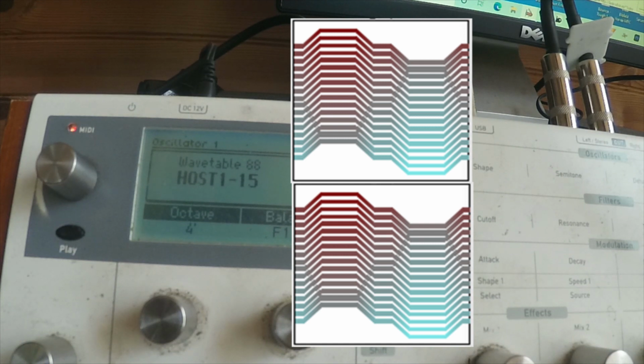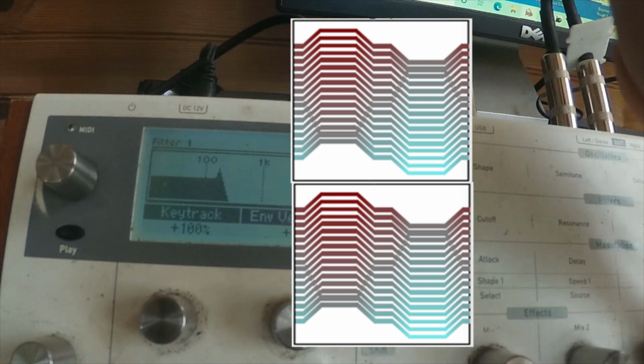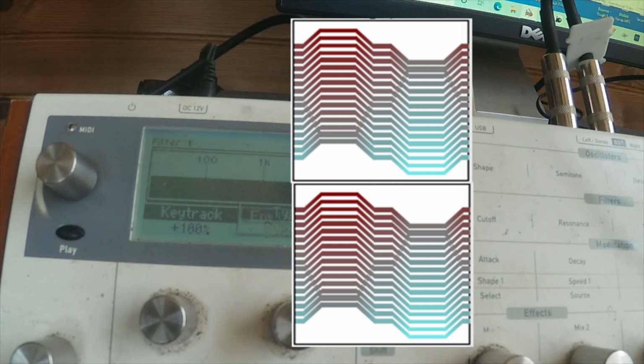Let's play a couple more keystrokes. We'll put saw on. Hold up, let me put saw on. I'll be right back.